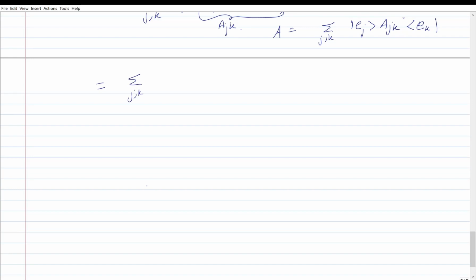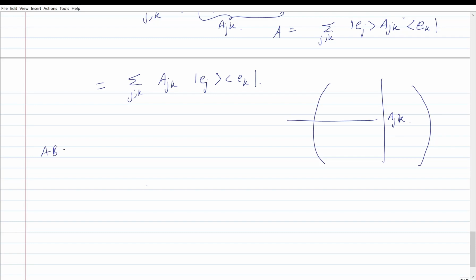That's going to be, since this is a number, I can get it over here. This is going to be ej, ek. So this is the representation of the matrix element on the jth row and the kth column. So that's going to be your ajk, and you can fill up the whole matrix through this.